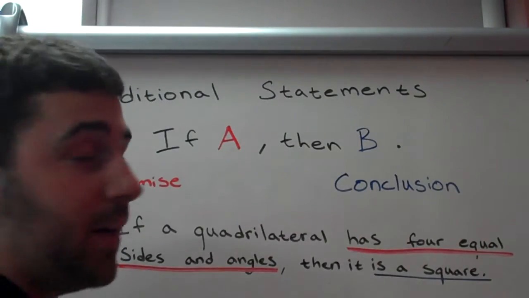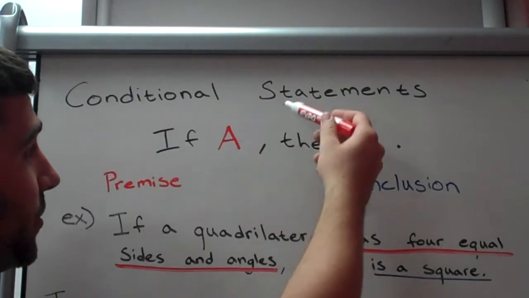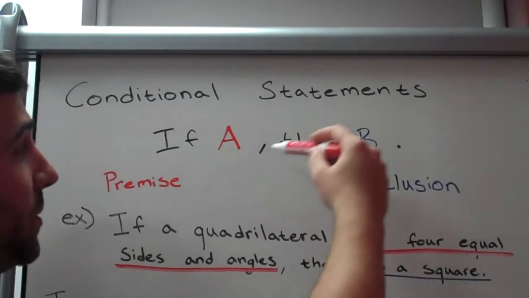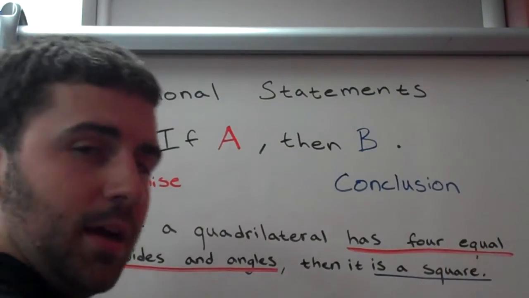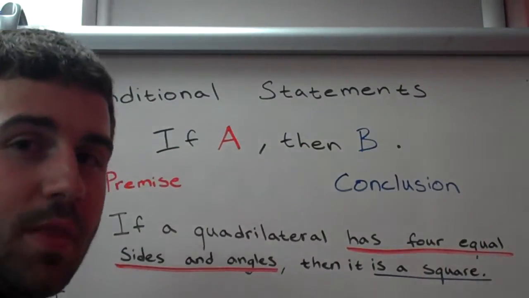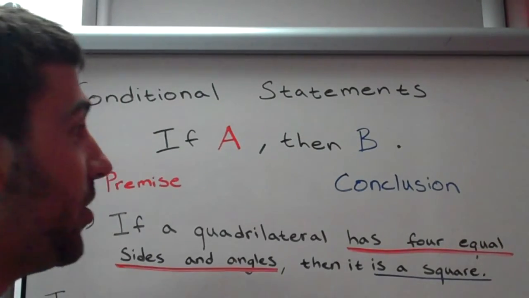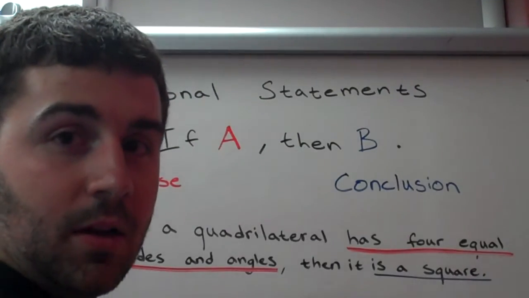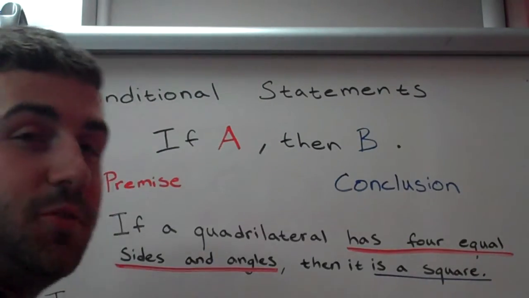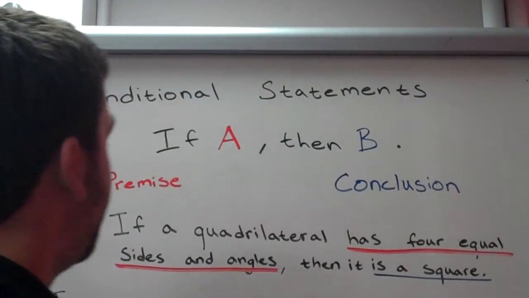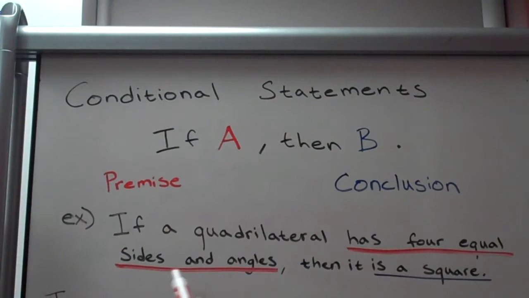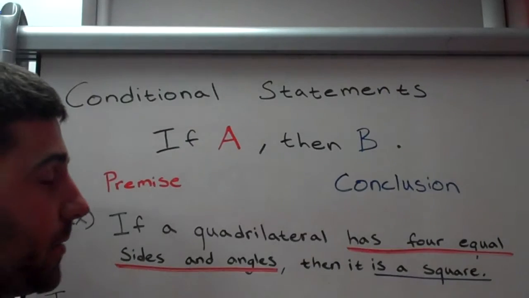So for this truth value, if we said if A is true, then B is true, which would imply this whole statement is true. So depending on what the statement's talking about, it changes the truth value. Today we're going to talk about the different alterations to this statement and what the truth value of those different changes are. The example we are going to use is if a quadrilateral has 4 equal sides and angles, then it is a square.